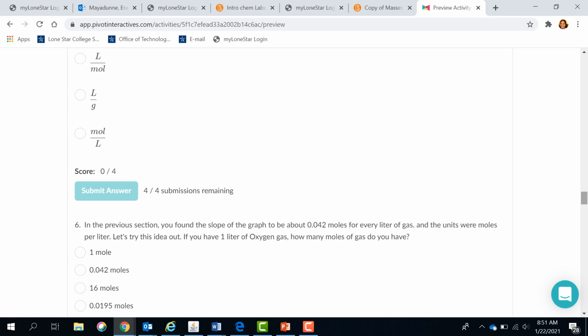Now I think you are capable of doing it. You will see when you do the sections, you can come to the next section without completing the simulation. If you found the slope is 0.042, that means the units are moles per liter. So every liter has 0.042 moles. That's what it means.